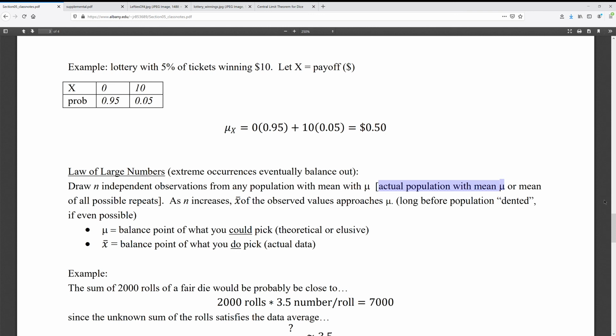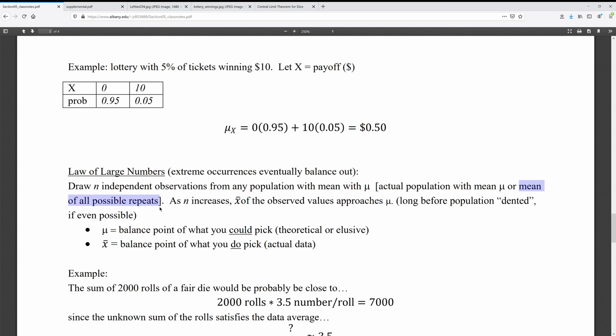Or it could be the average of all possible rolls of the die, or the average of all possible spins of the spinner, or the average of all possible groups of 4, if you had an infinite number of people to pick from, I suppose. So what I'm saying is it could be a theoretical random variable like a die or a spinner, where the population consists of all possible rolls, all possible spins, etc.